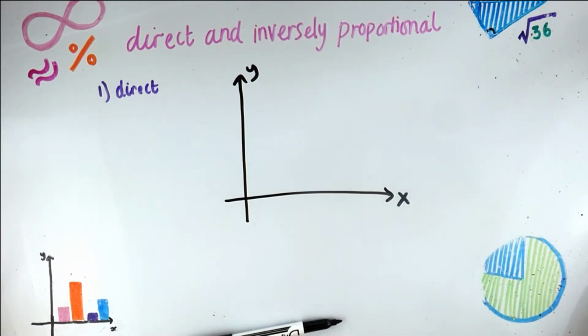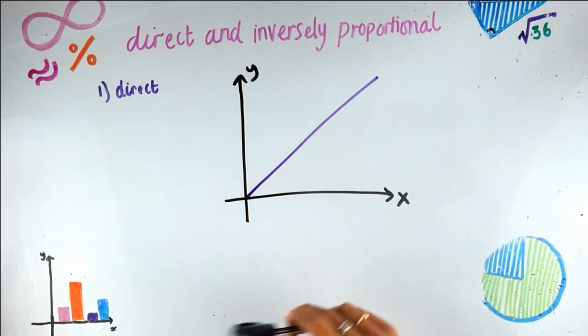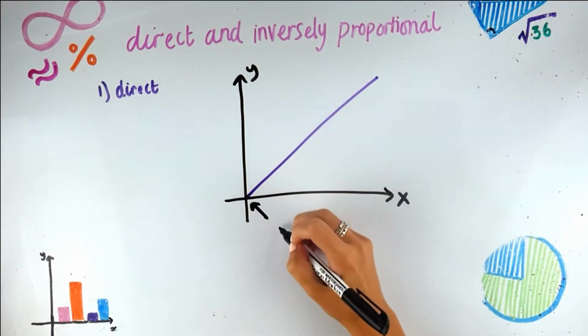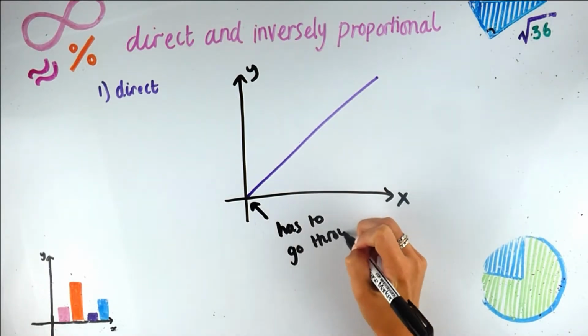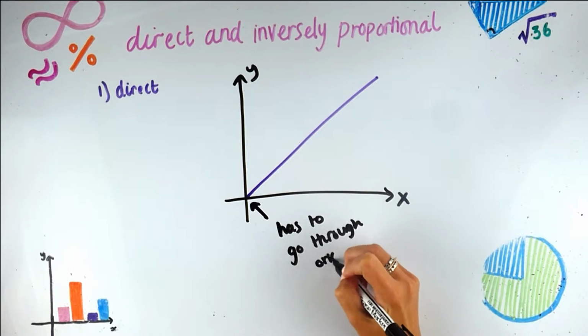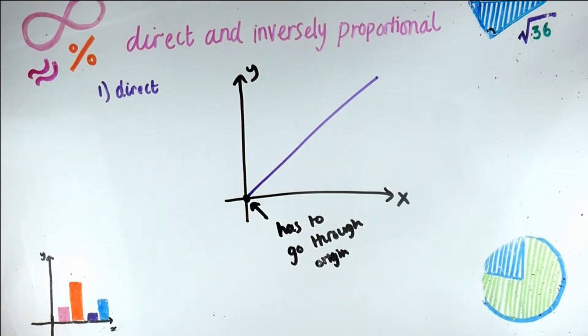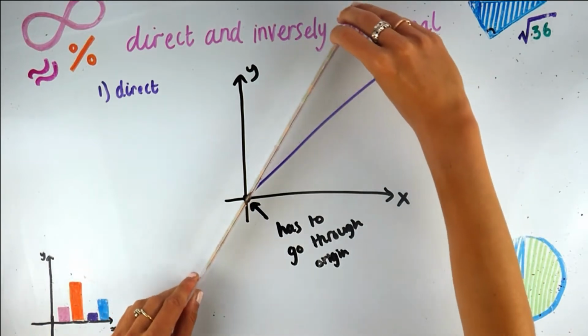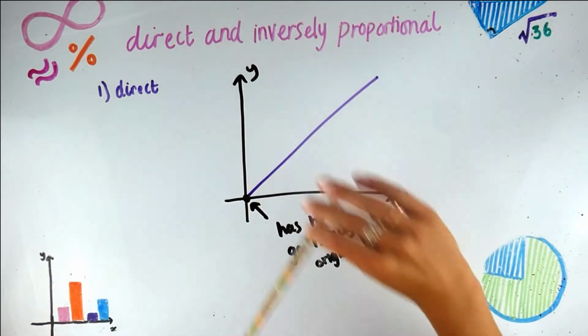So for things to be directly proportional, they have to be a straight line, and it has to go through the origin, so that point there. Okay, so if things are directly proportional, they have to be lines that go through that, like that, or we could have one like this, this, this.